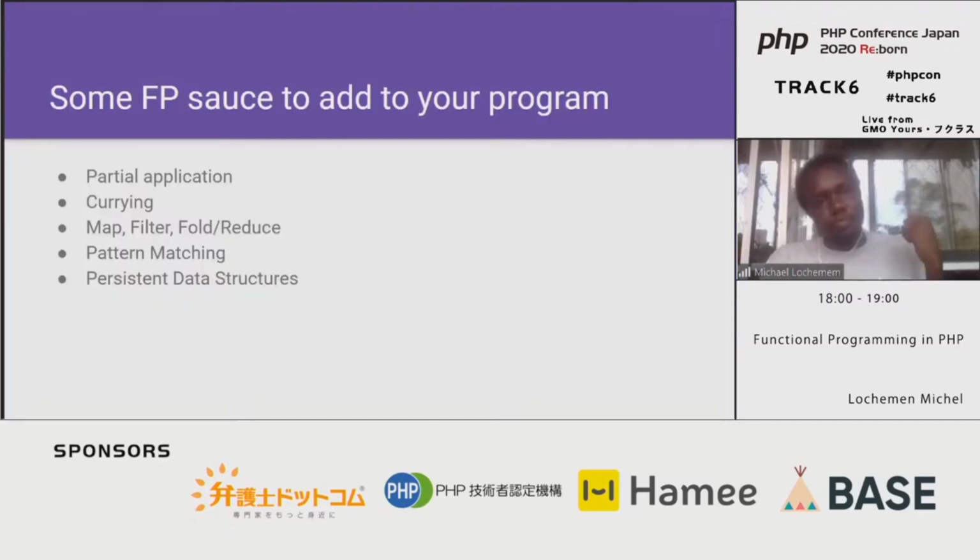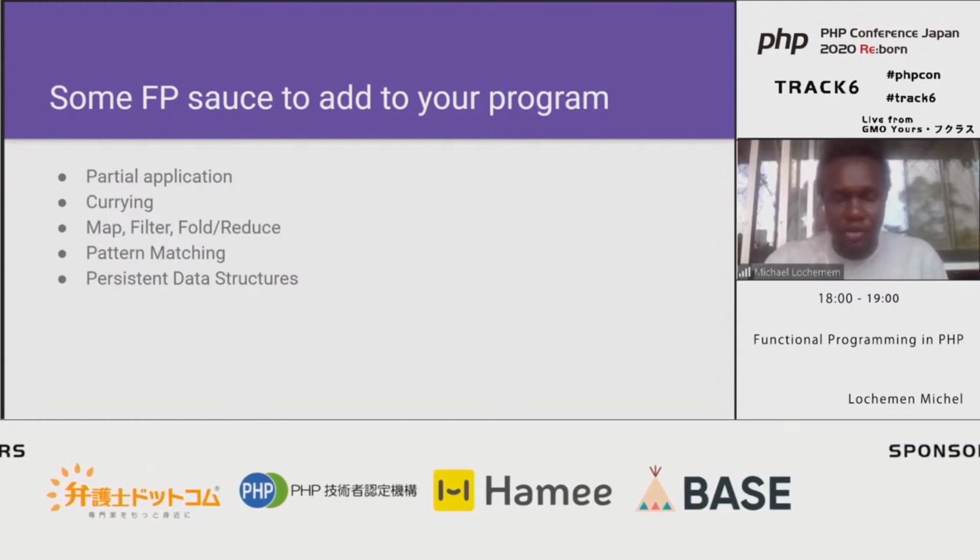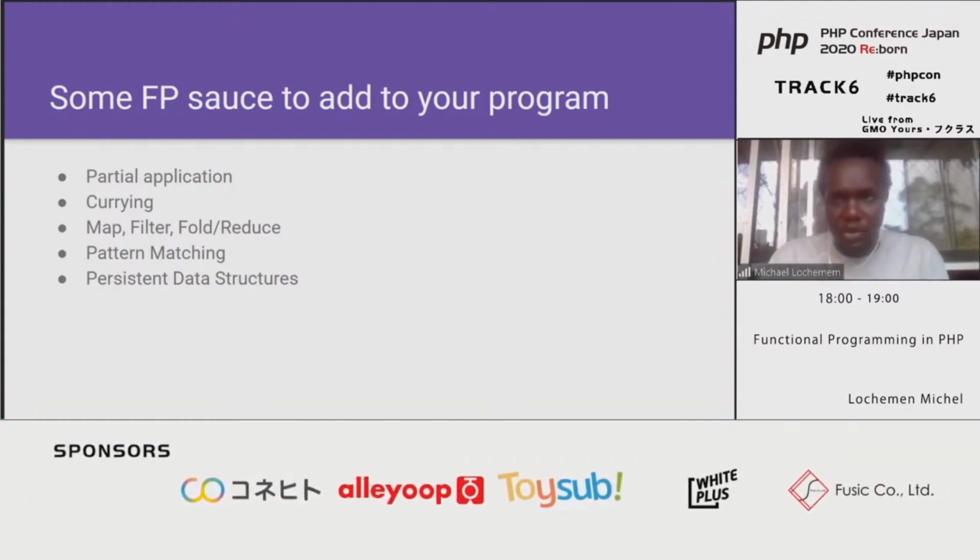Right. So some more FP sauce to add to your program, right? More techniques that you can use in your programs, really. Partial application, currying, map, filter, fold, pattern matching, and persistent data structures, right? These are all really nice things to use. They're all really nice artifacts that come from a set of ideas that are built off of ideas, right? That I'll be explaining shortly.